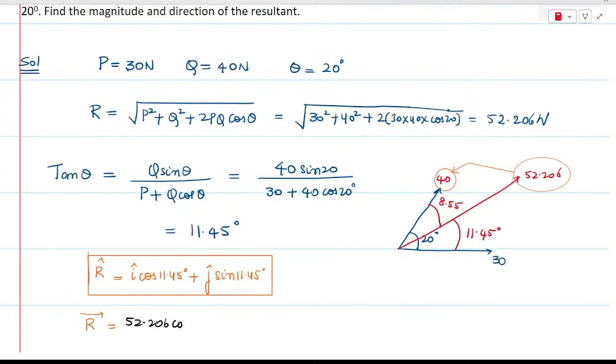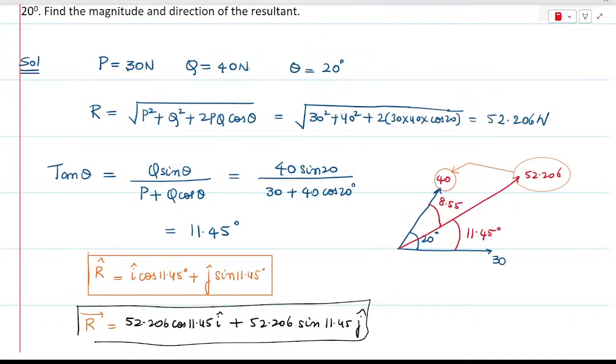52.206 cos 11.45 i cap plus 52.206 sine of 11.45 j cap. So either of the ways it can be followed. So sometimes they also expect us to express it in the vector form. So this is also required to be learned.